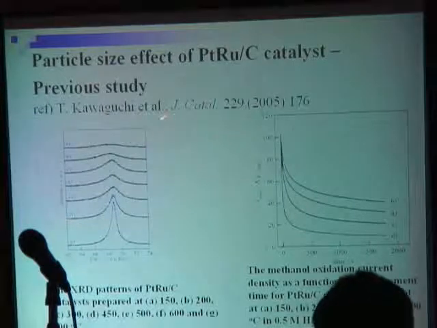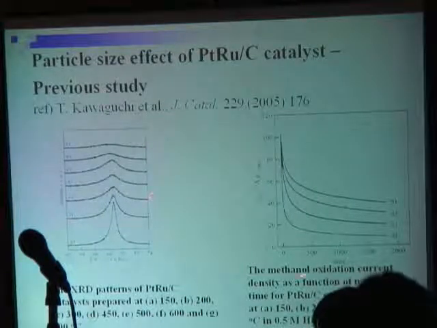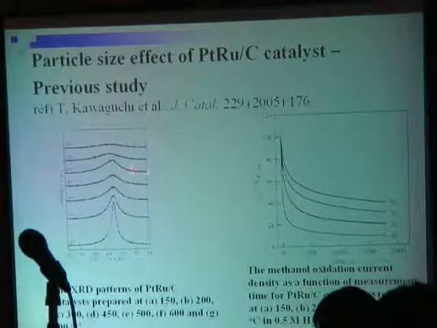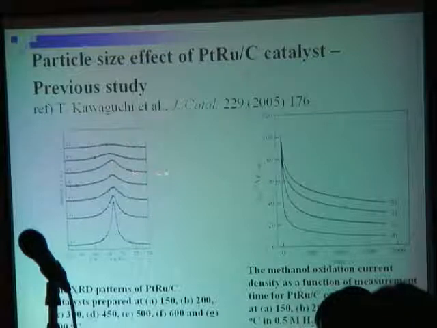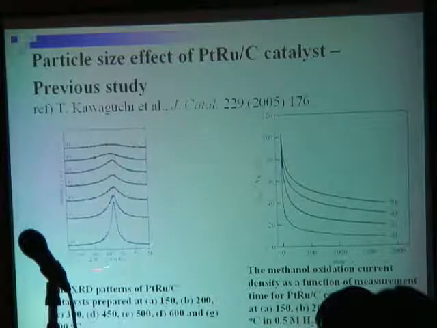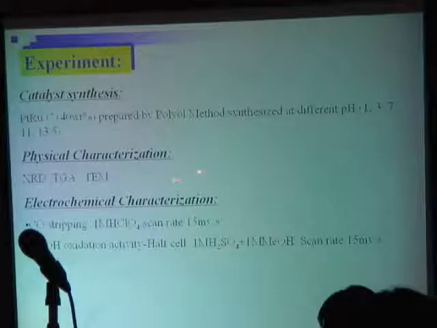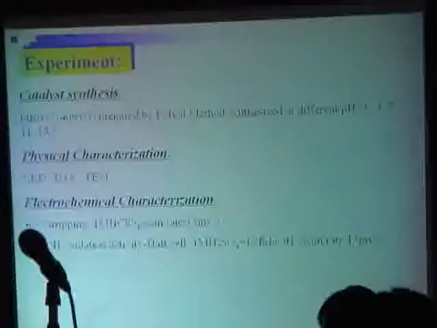This is a previous study about the particle size effects. From this graph, we can see that graph B shows the best performance, and it shows a very promising particle size at around 4.7 nanometers. So in my experiment, I first prepared the catalyst by the polyol method at different pH values, and then characterized and checked the pH influence on the particle size and the particle size effect on the methanol oxidation activity. This is my experiment.